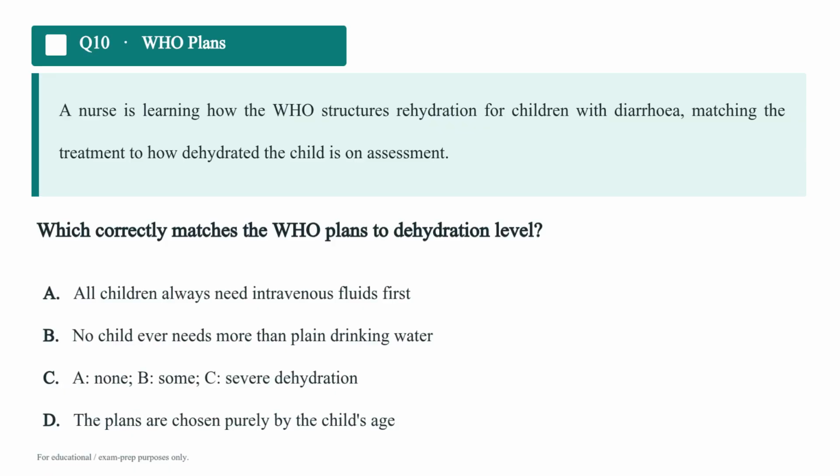Question 10. A nurse is learning how the WHO structures rehydration for children with diarrhea, matching treatment to how dehydrated the child is. Which correctly matches the WHO plans to dehydration level? Option A. All children always need intravenous fluids first. Option B. No child ever needs more than plain drinking water. Option C. A: None. B: Some. C: Severe dehydration. Option D. The plans are chosen purely by the child's age. Pause here and choose your answer.